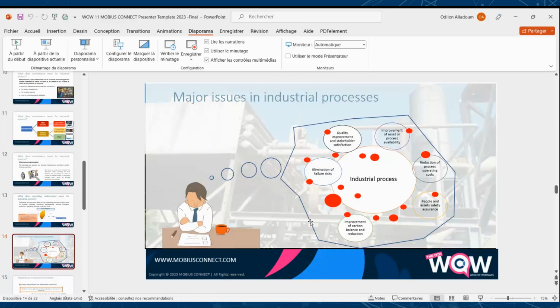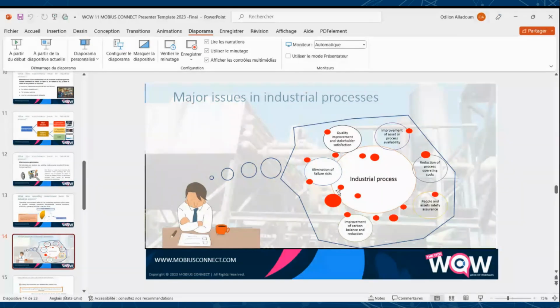The level of importance of an impact may turn it into an issue or not when we develop our reliability and maintenance strategy. Some common reliability and maintenance optimization issues are quality improvement and stakeholder satisfaction, improvement of asset or process availability, reduction of process operating costs, people and asset safety assurance, improvement of carbon balance, and reduction, elimination of failure risk.